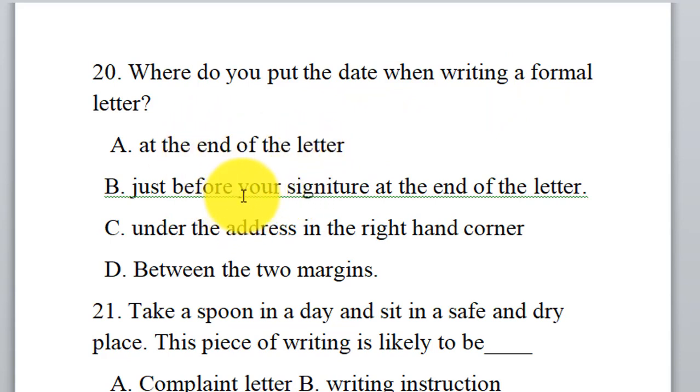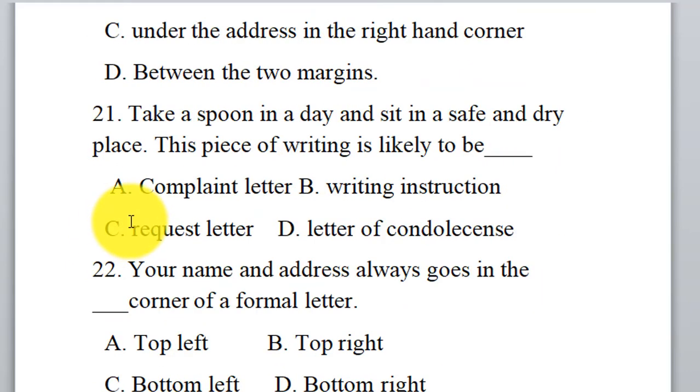Look here. When do you put the date when writing a formal letter: at the end of the letter? No. Just before your signature at the end of the letter? No. Under the address in the right hand corner, absolutely. So the answer should be C. As we saw earlier, the heading contains certain things, and the date is included there. So the answer should be C.